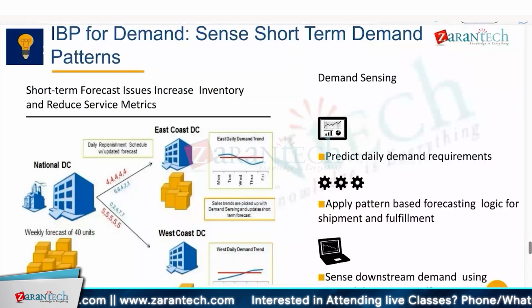So the number 4444 is the forecast, and the 5555 is the forecast for the West Coast distribution center. And on top of that, there is 02477, which is the actual sales. So that's how it normally happens in the short-term scenario. In most short-term scenarios, you have a very widely disrupted forecasting accuracy, because that's the reality of the world. You might have thought 2 months ago that we will produce and sell a certain amount of products in, let's say, the month of August.